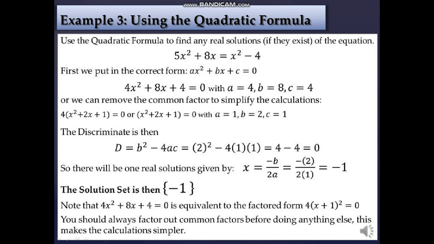Note that the equation is equivalent to the factored form 4 into x plus 1 square equals 0. You should always factor out common factors before doing anything else. This makes the calculation simpler.